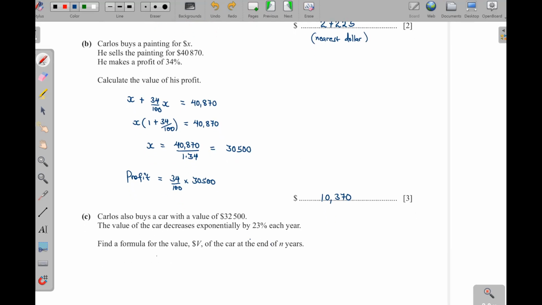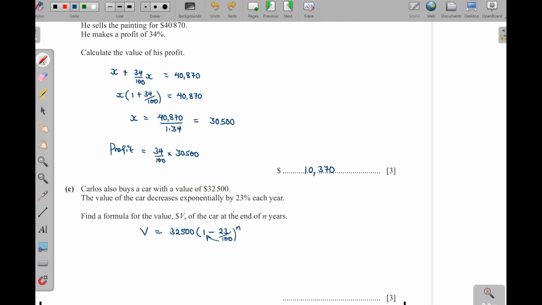So V is going to be equal to that value, 32500. Then we put 1 minus the 23 out of 100, then power n. And of course, this one simplifies to, so multiply here. You get 100 minus 23, that is 77, not so? Then divide by 100. So we shall get 32500, then times 0.77, then power n. So that will be that.